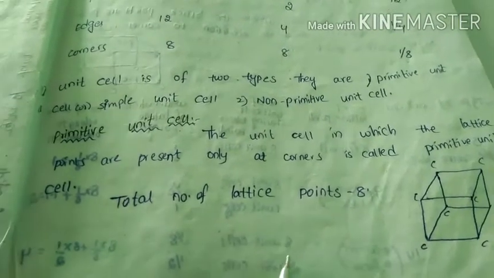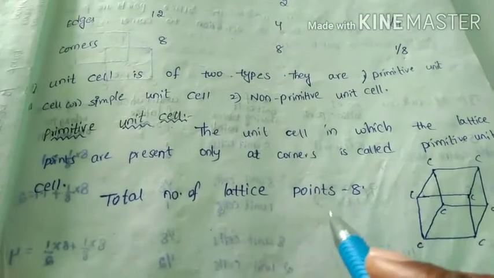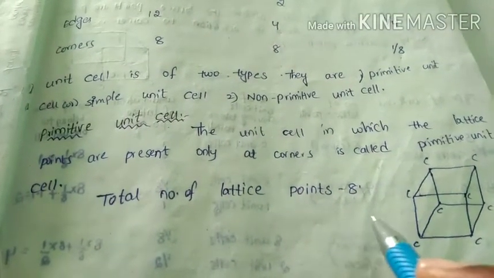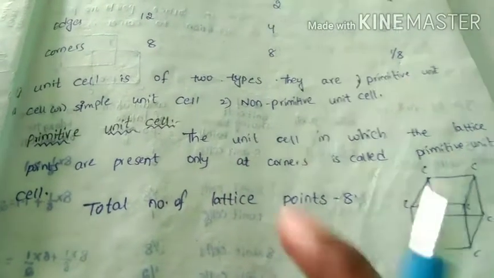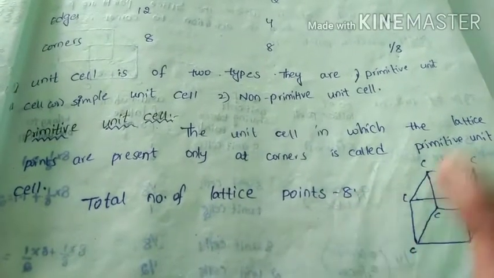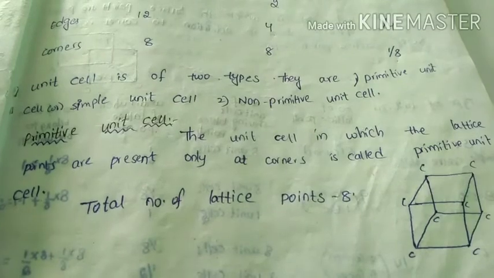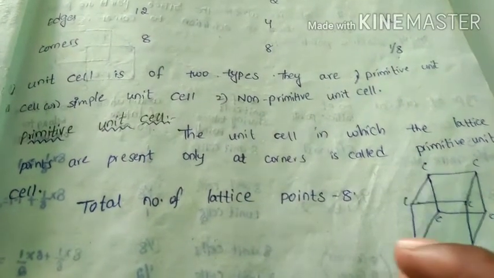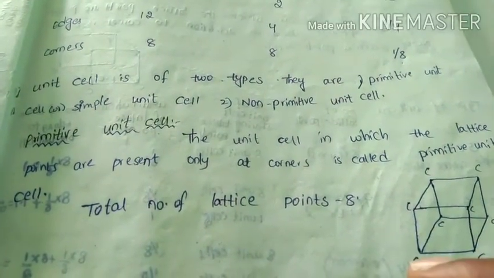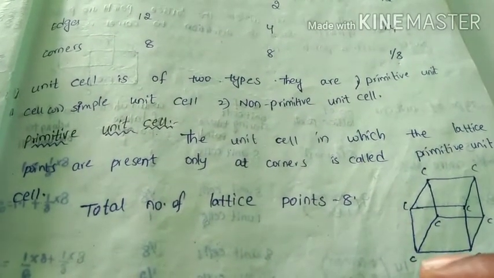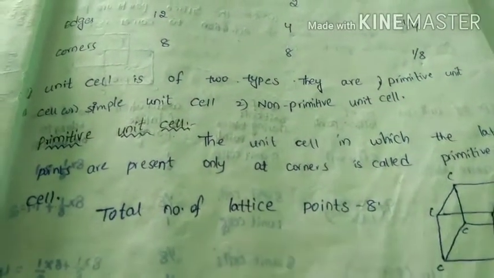So its contribution is how much? 8 into 1 by 8. Each corner contribution is 1 by 8. Total corners 8, so 8 into 1 by 8. That means 1. That means if the particles are present at corners in a unit cell, then the total number of atoms in that unit cell is 1.